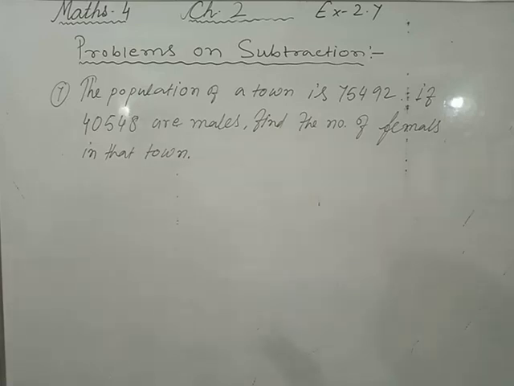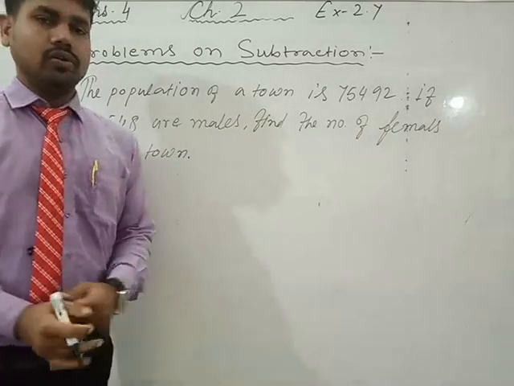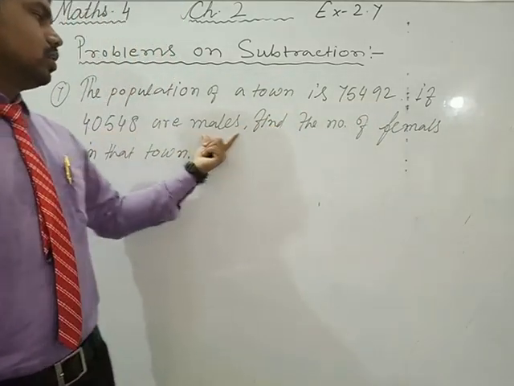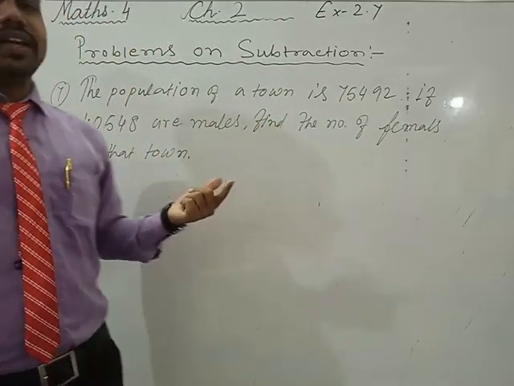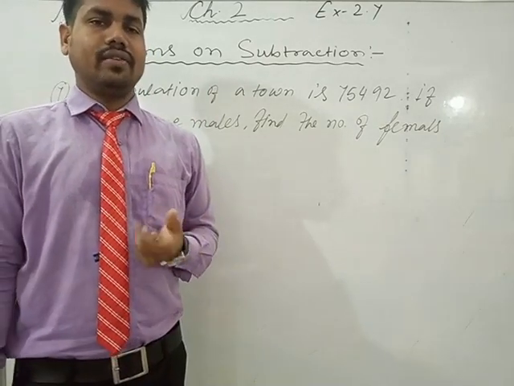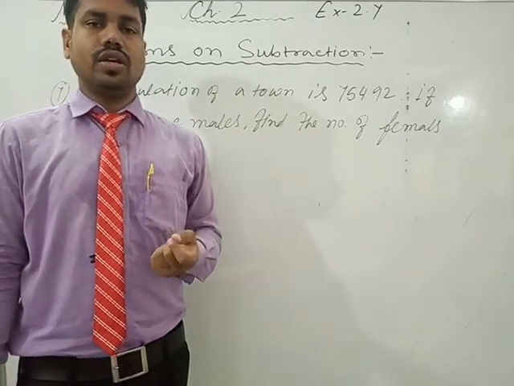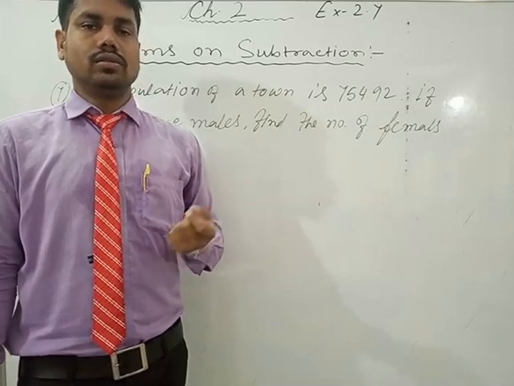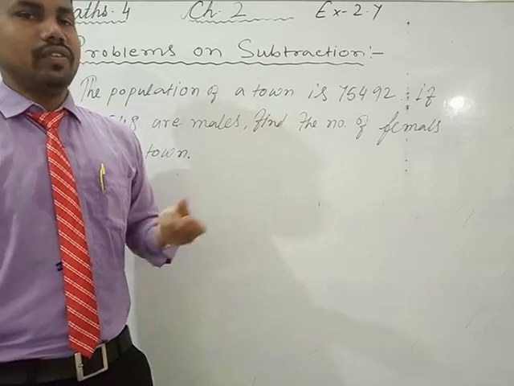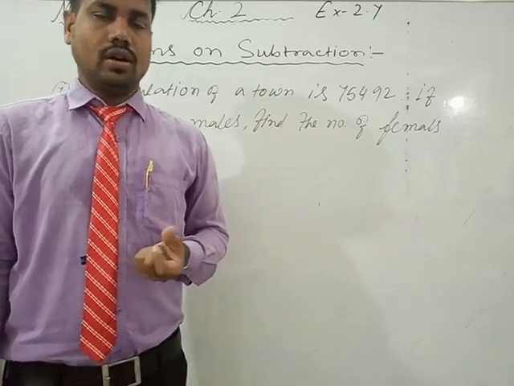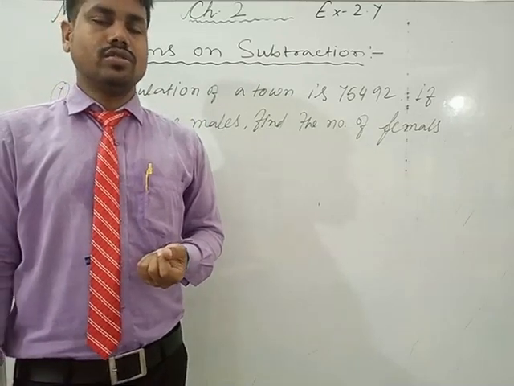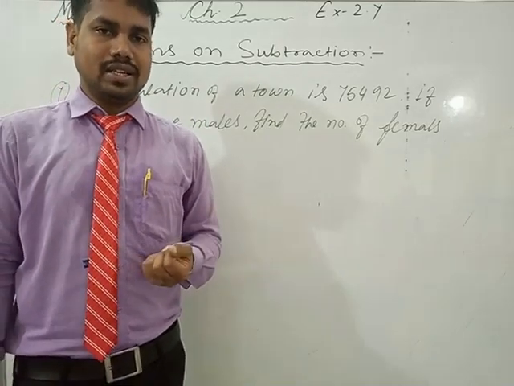The next problem is related to the populations of a town. The total population is given and the male population is given. You have to find the female population. As an example, suppose the total students of our class is 37. Out of 37, if I tell you 15 are girls, then how many boys are there? How will you find out?